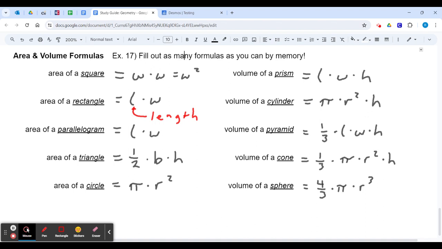Whereas our volumes, those are 3 dimensions. They're going to take 3 dimensions and multiply together. Length times width times height, R squared times H, R cubed.